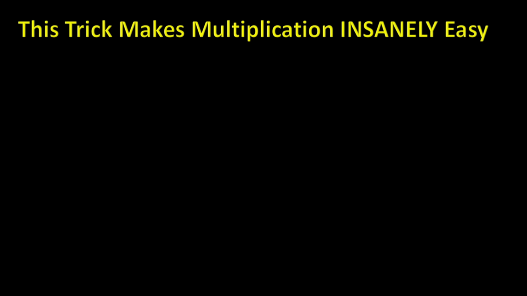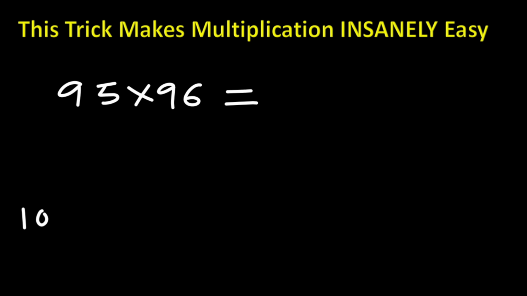Say we are multiplying 95 by the number 96. So what is the answer? Let's calculate this in seconds. As you can see, both these numbers are close to 100. So today let's learn how to multiply numbers that are close to 100. Now we take 100 as the reference number.